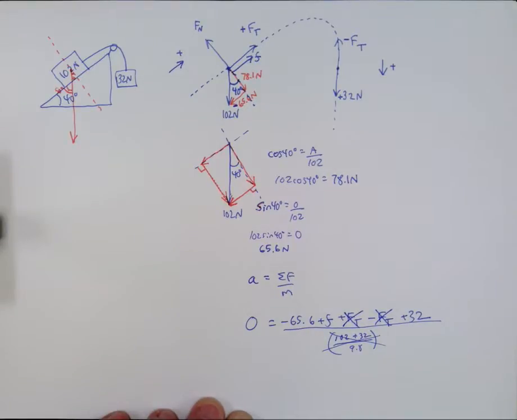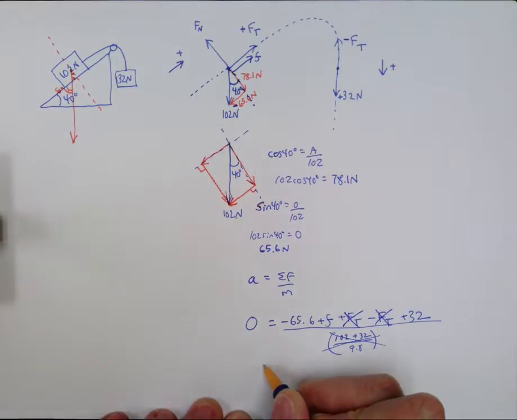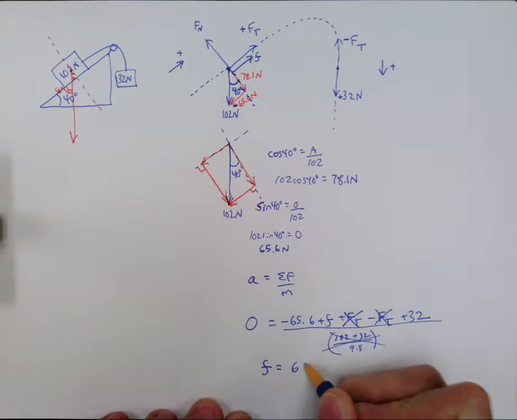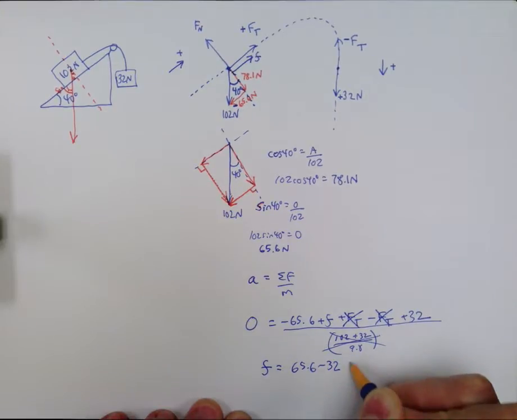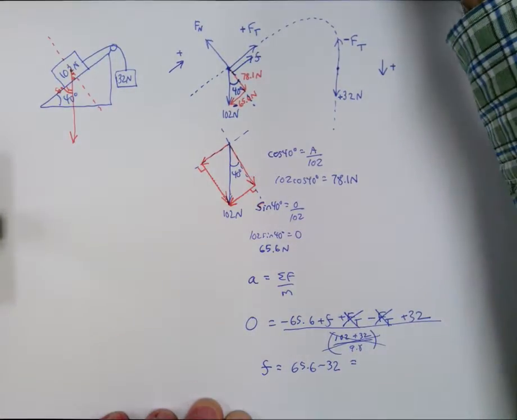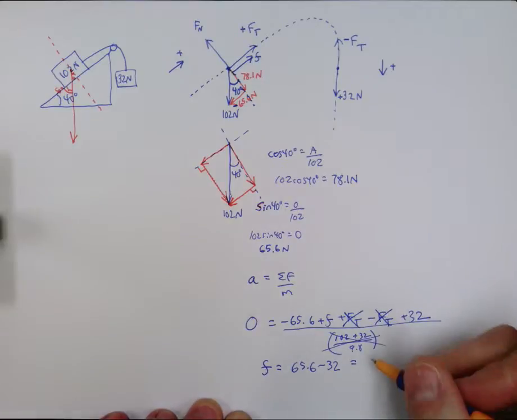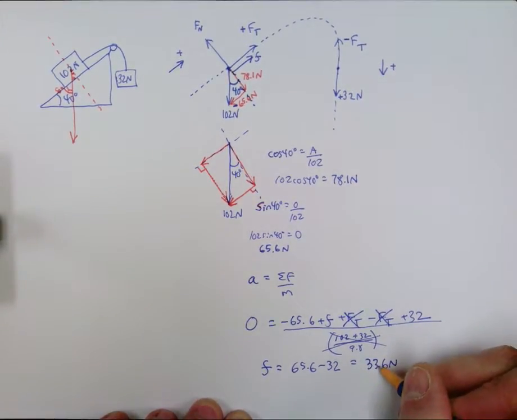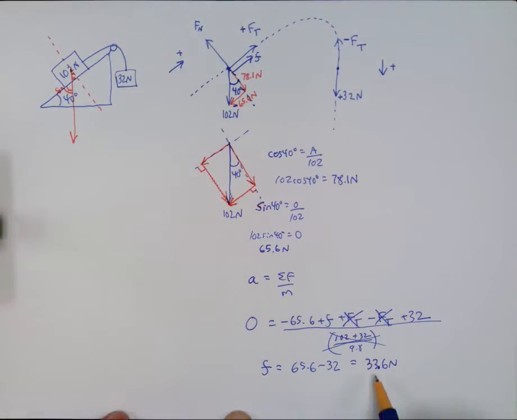Also, since the pulley is massless and frictionless, the tensions are going to automatically be equal to one another. So what we can solve here for and find out is that friction, if it's going to be at rest, we don't know that yet, but friction would have to be 65.6 minus 32. Or in other words, the difference between those two. I can do this one in my head. It's 33.6. So as long as friction is at least 33.6 newtons, this thing will be able to stay at rest.